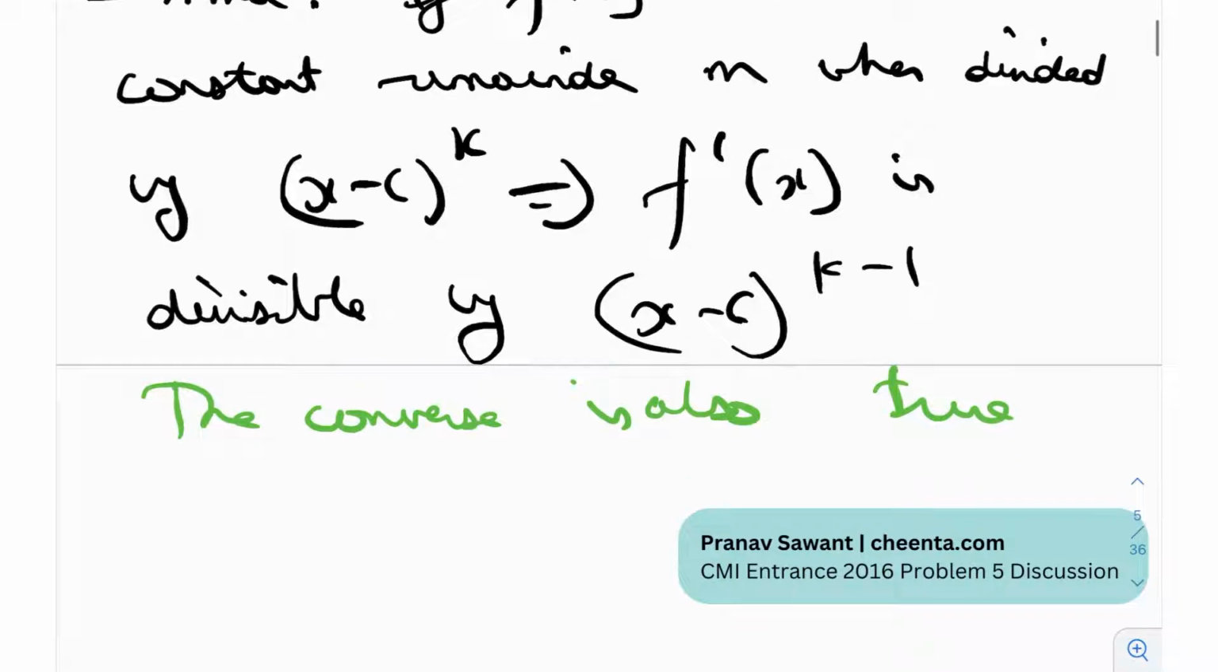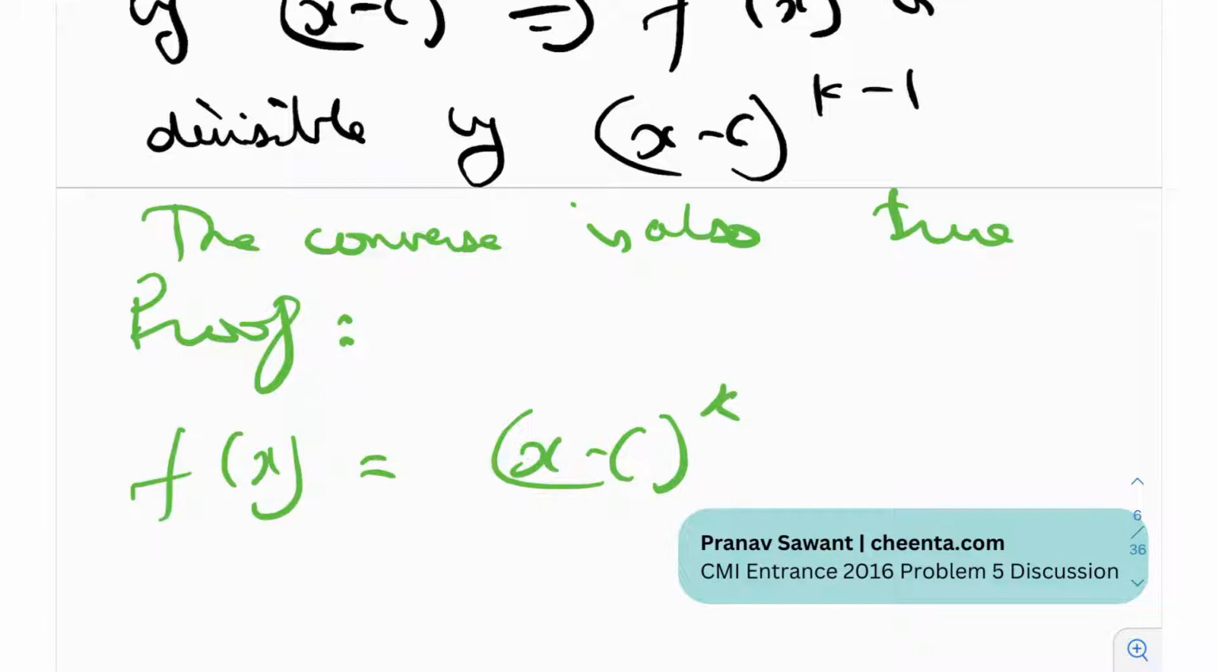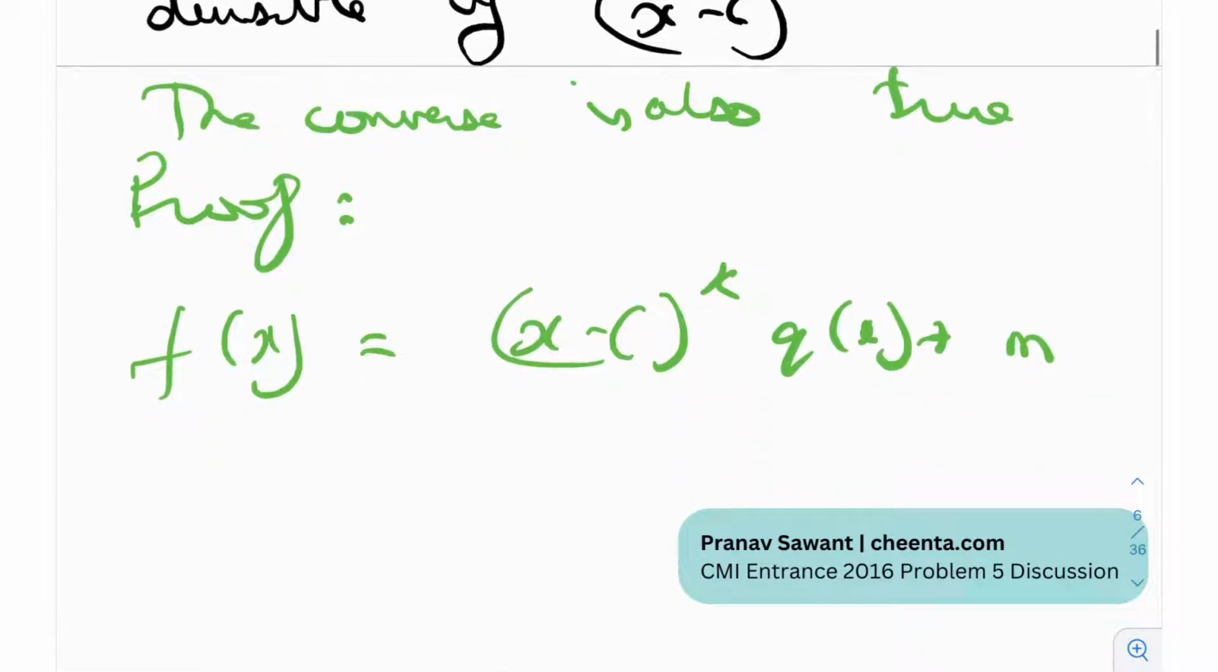And let me just prove this in brief. So the proof is actually quite trivial. They're telling us that f of x leaves a constant remainder m when divided by (x minus c) raised to the power k. So essentially, using the division algorithm, I can write the dividend as the divisor times the quotient plus the remainder, right? You must have seen this before.